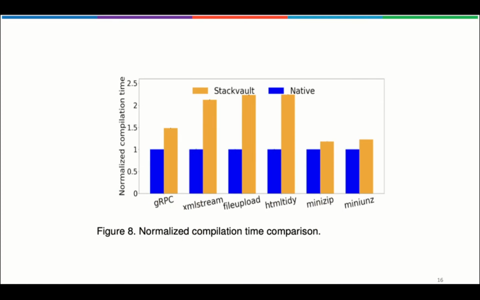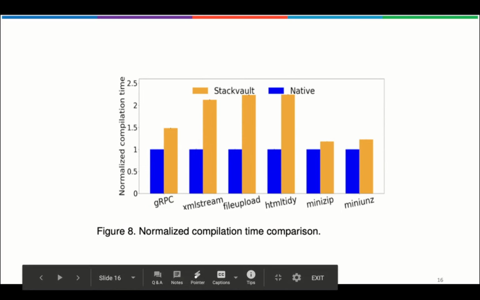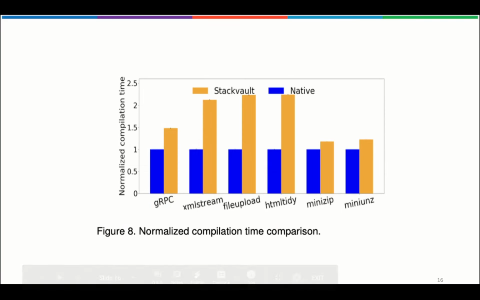Now, if you look at the normalized compilation time comparison, how much time it takes to compile: runtime is 2.4% maximum in these programs, but compilation takes a little more time. Sometimes it takes double the time because it has to compile, using LLVM, the system calls and other instrumented code that is added in the source code.